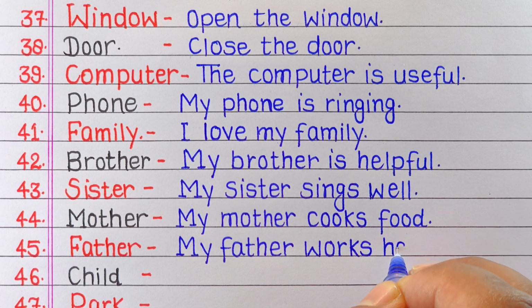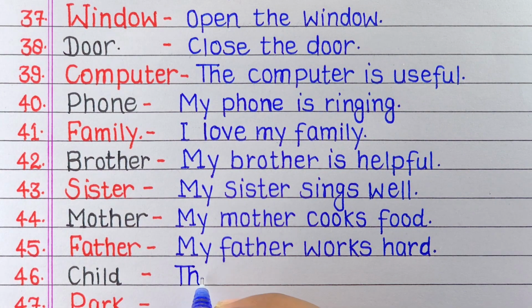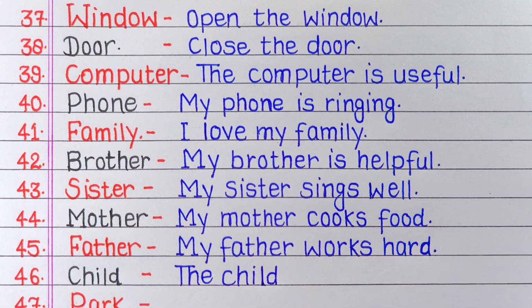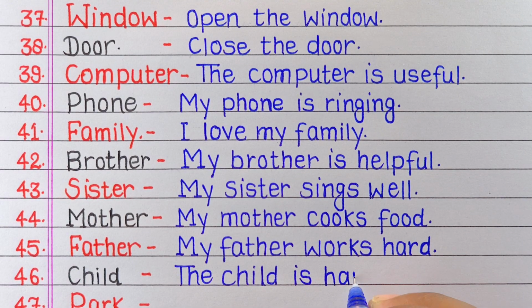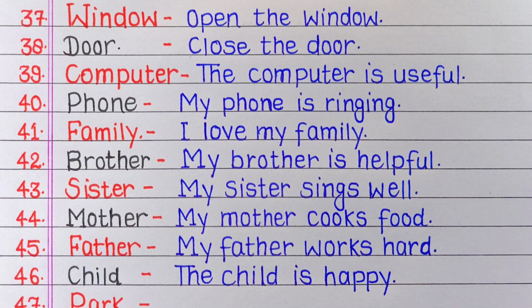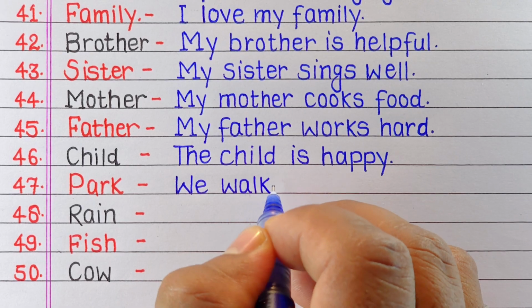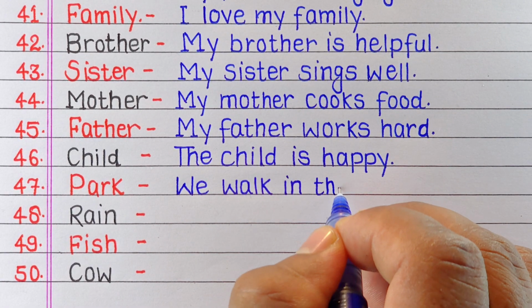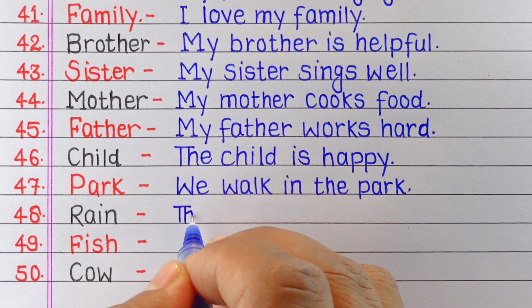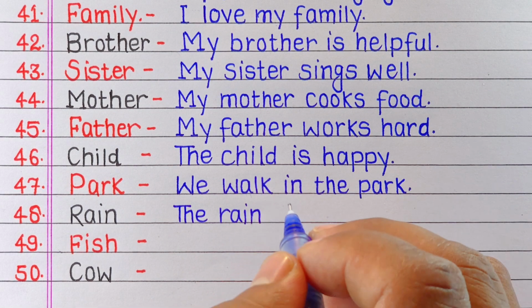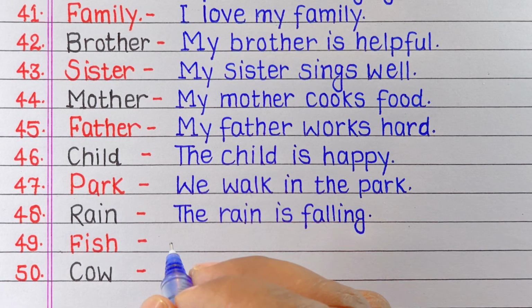45. Father. My father works hard. 46. Child. The child is happy. 47. Park. We walk in the park. 48. Rain. The rain is falling.